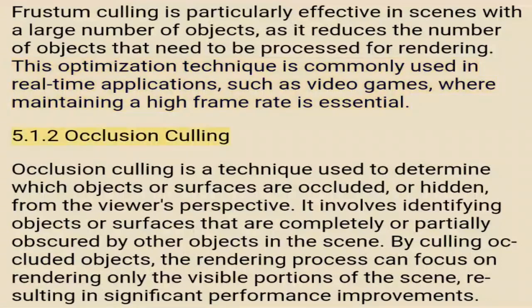essential. 5.1.2 Occlusion culling. Occlusion culling is a technique used to determine which objects or surfaces are occluded, or hidden, from the viewer's perspective. It involves identifying objects or surfaces that are completely or partially obscured by other objects in the scene. By culling occluded objects, the rendering process can focus on rendering only the visible portions of the scene, resulting in significant performance improvements.